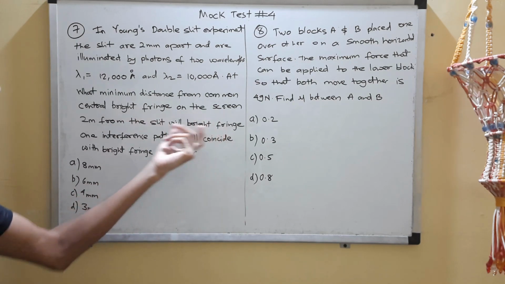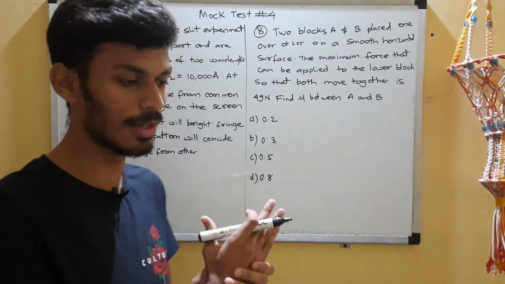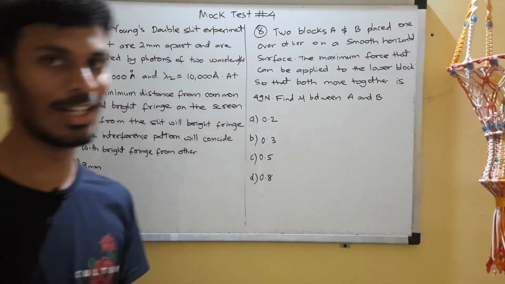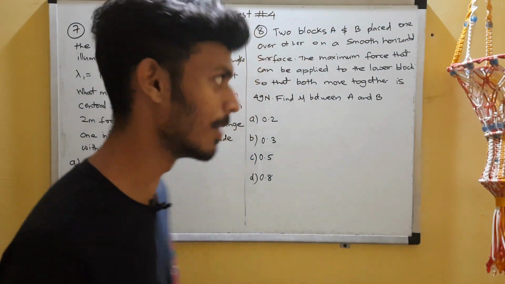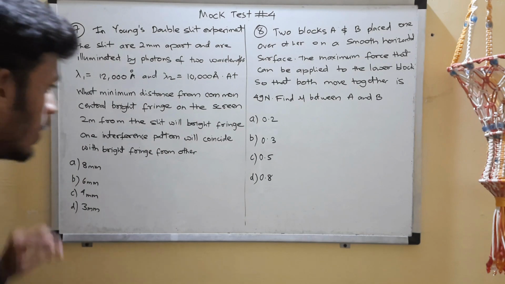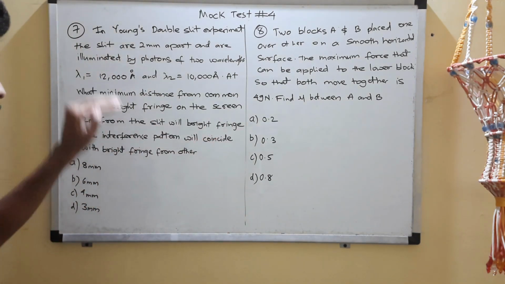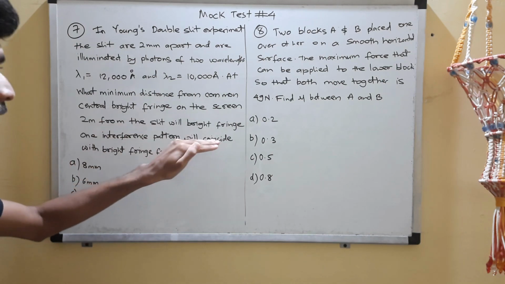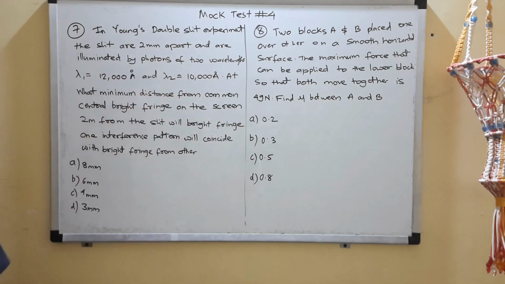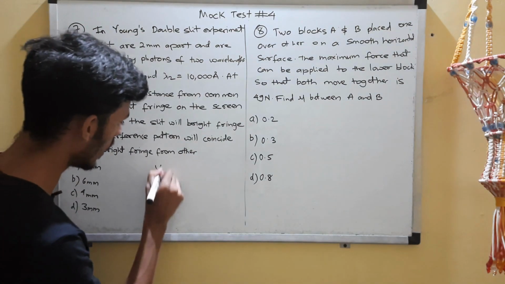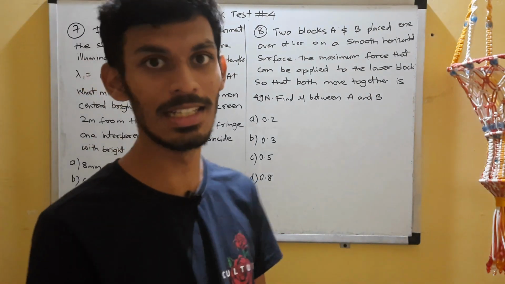Now you're supposed to tell when the bright fringe from one interference pattern will match or coincide with the bright fringe from the other interference pattern. This might seem complex, but stick with me, it's very simple. So basically you are supposed to tell when the bright fringe from one interference pattern due to one wavelength will coincide with the bright fringe due to the other interference pattern, which is due to this wavelength. So basically you'll have to equate y1 is equal to y2.